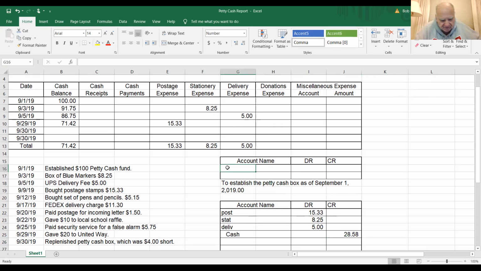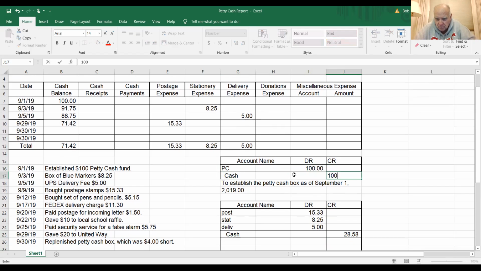Here is the journal entry to set up the petty cash. You debit petty cash and you credit cash. And we said it was a $100 petty cash box. Okay. So let's look at the petty cash reconciliation report, and that'll be part of your homework, okay?